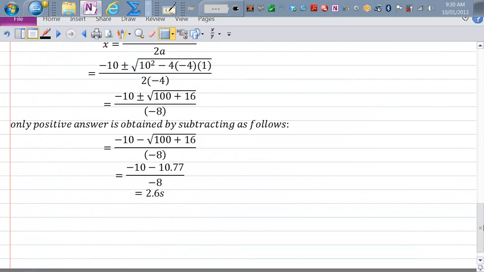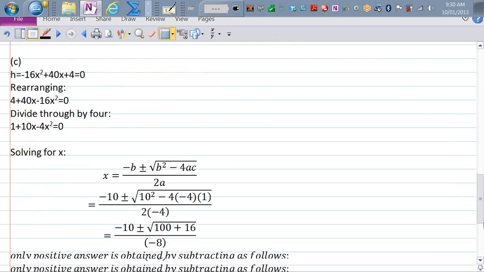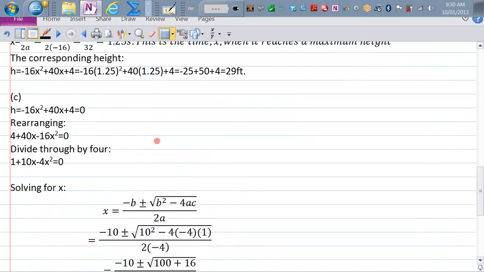Now, the next part of the problem says, when will the ball hit the ground if it's not caught? So remember, what we're trying to do here is, here's the ball, here's the ground. Let's say this represents the ground. Here's the ball 4 feet up, it goes on a trajectory, comes down and hits the ground. So we're essentially trying to find when the height is 0.